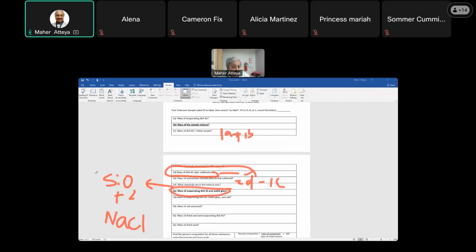After you are done with the whole thing, you have to weigh. I said, but you weigh at the beginning: the second evaporating dish with the watch glass. Here it is, this one here. You do it at the beginning. So let's put it here.